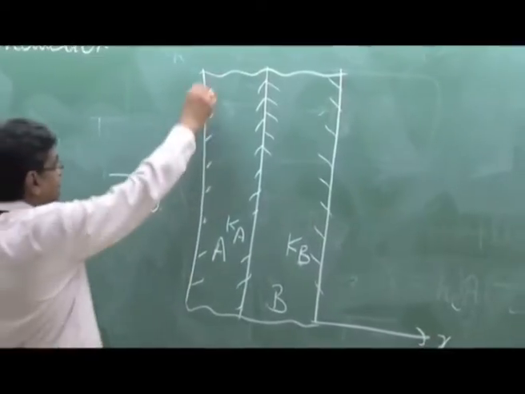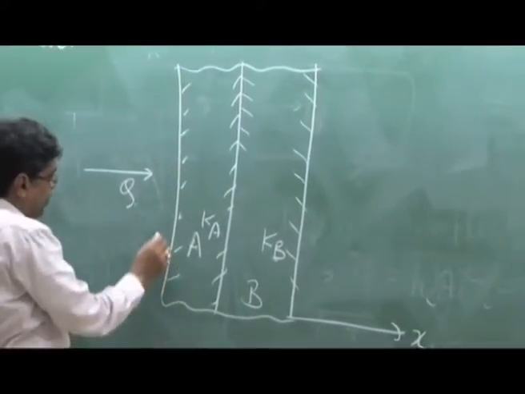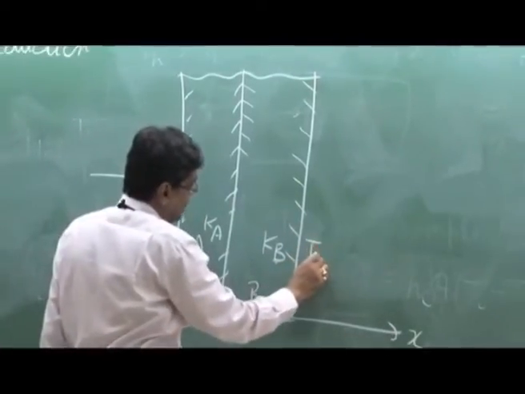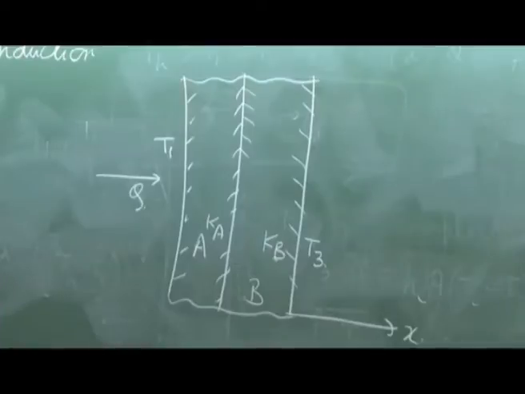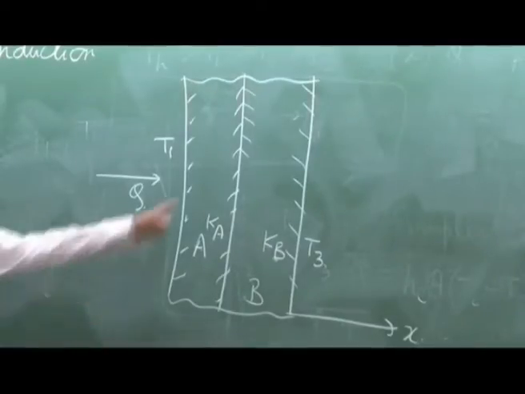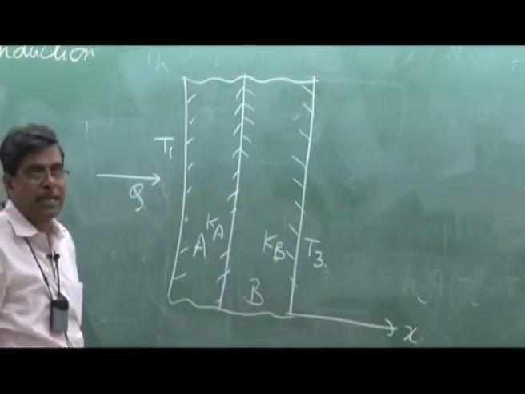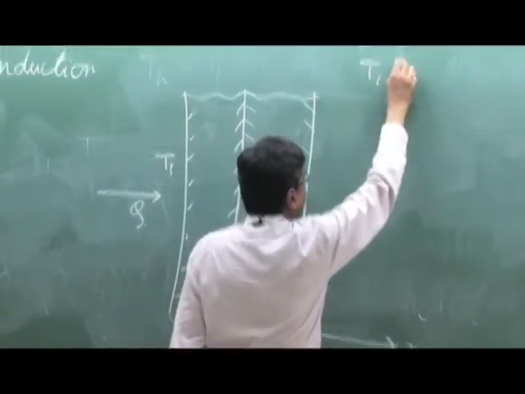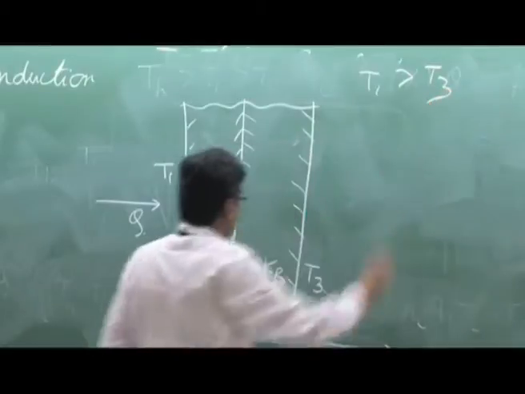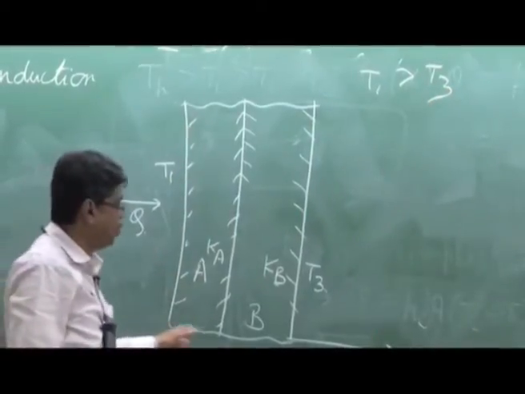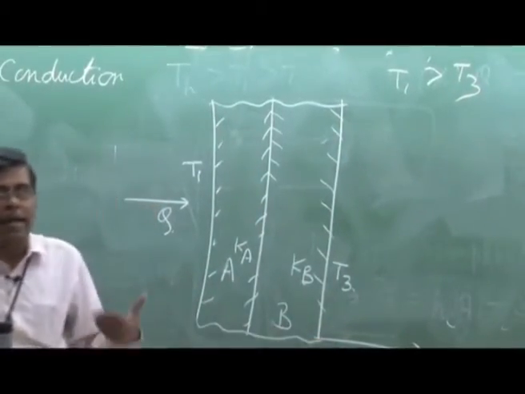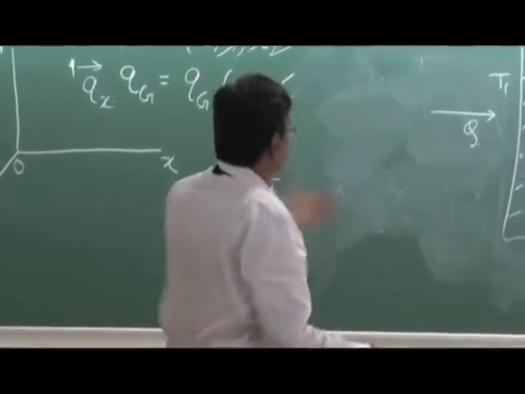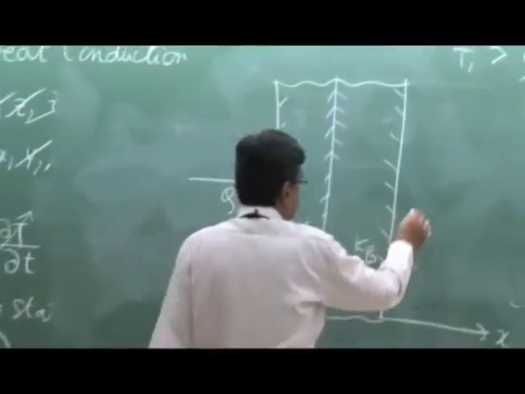Let us consider this face of the composite wall is kept at T1 and this face of the composite wall is kept at T3, not T2, which I will use for the junction interface, and T1 is greater than T3. In this case, because of this boundary condition and the geometry, one-dimensional heat flow, and if the temperature is independent of time, that means we allow the same heat to flow out.